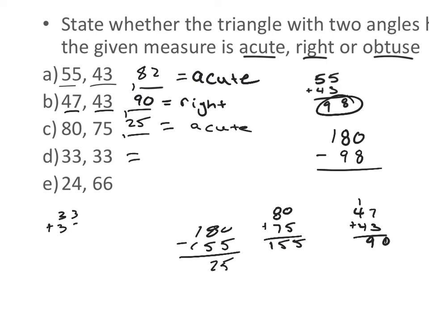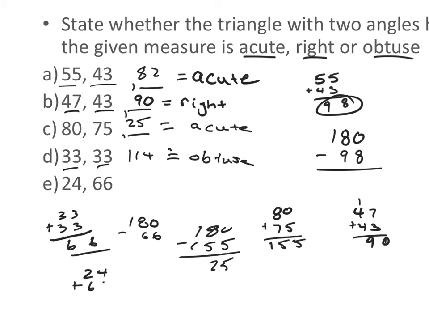33 and 33. Remember, this is the one that I made a prediction. I said, well, look, two of the angles are the same. This is probably going to be an equal angular triangle. And we get 66. If this is 66, how do I figure out the last angle? 180 minus 66, which leaves me with 114. This is not, in fact, an equal angular triangle. It is what kind of triangle? It is obtuse. So don't fall into that trap of trying to use two just because they're the same. It is a trap.